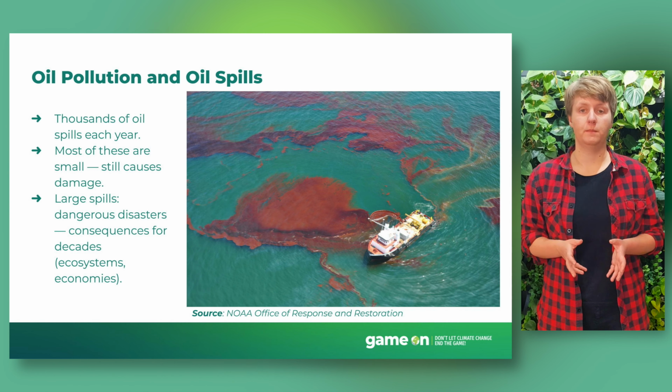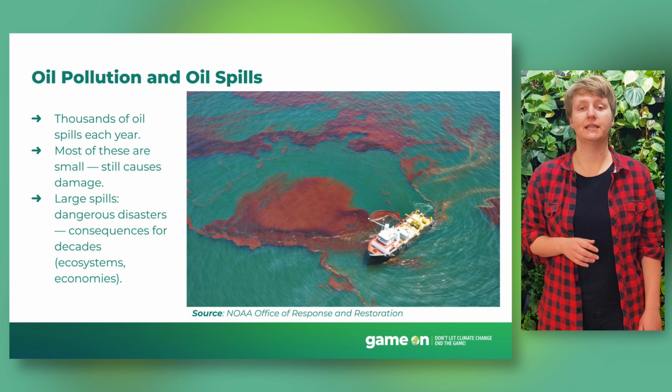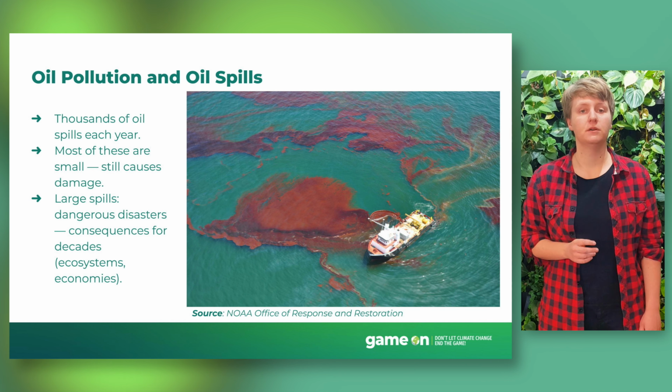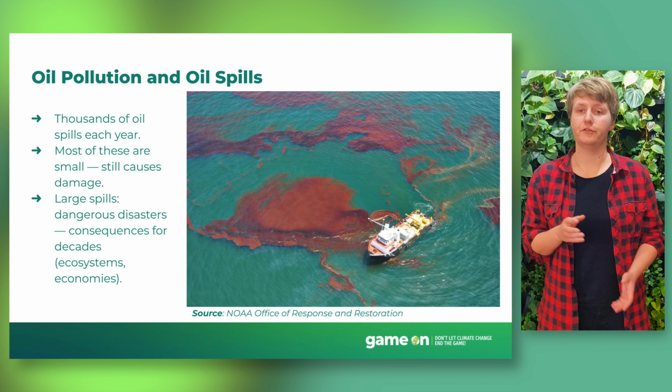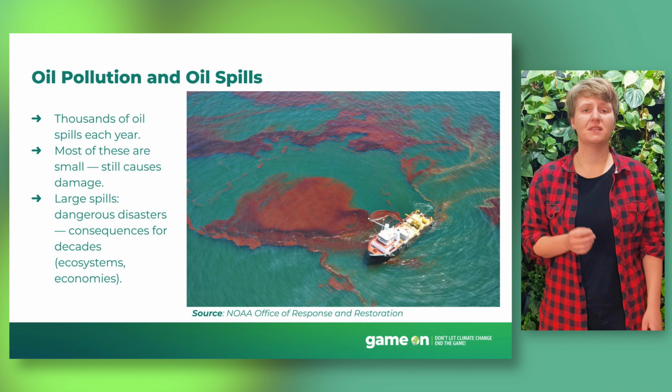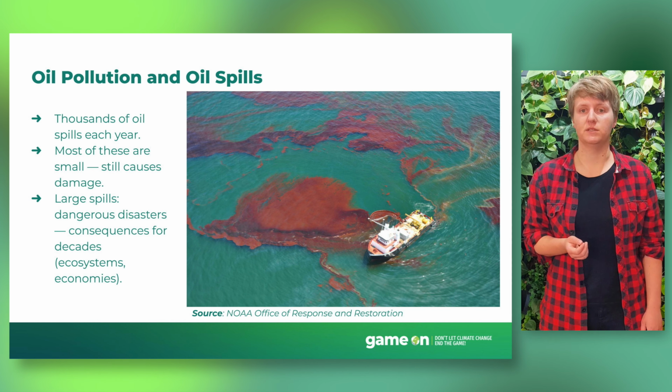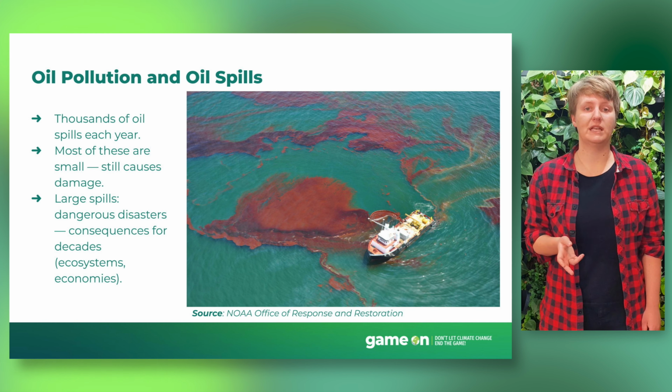Another huge problem are oil pollution and oil spills. According to the National Oceanic and Atmospheric Administration, thousands of them happen each year. Most of these spills are small, often occurring while refueling a ship, but these spills can still cause damage, especially if they happen in sensitive environments like beaches, mangroves or wetlands.